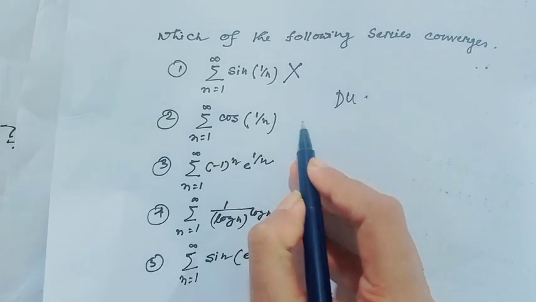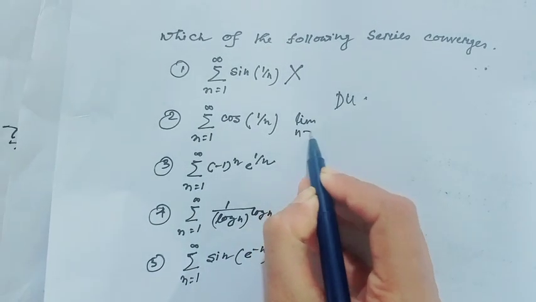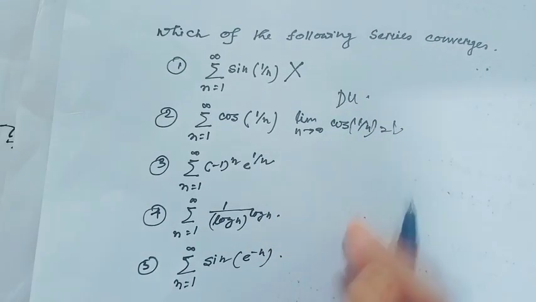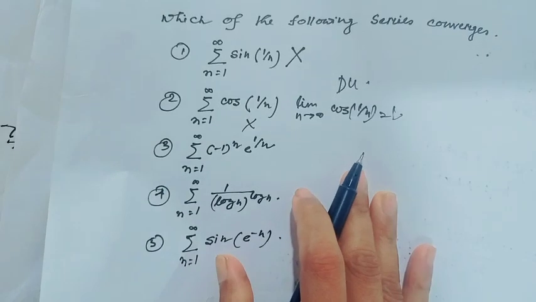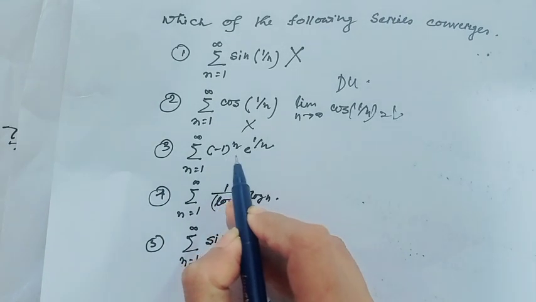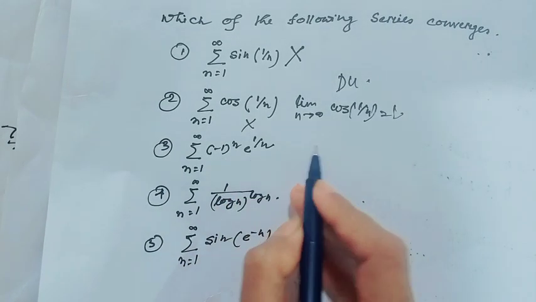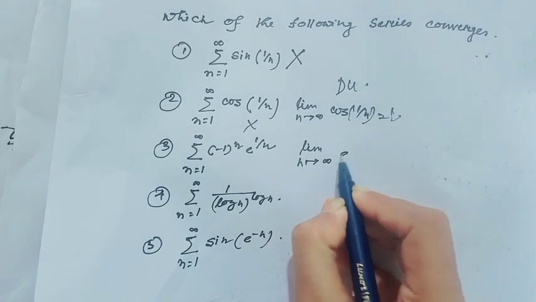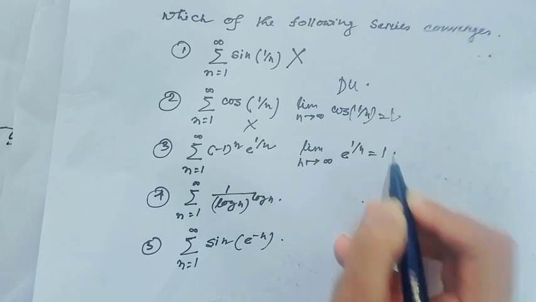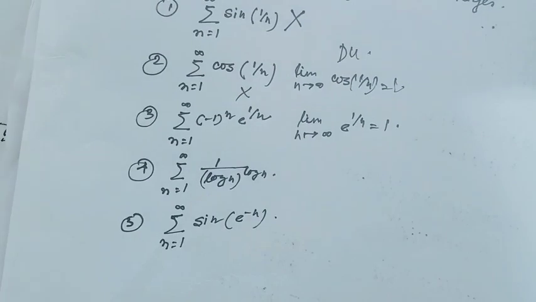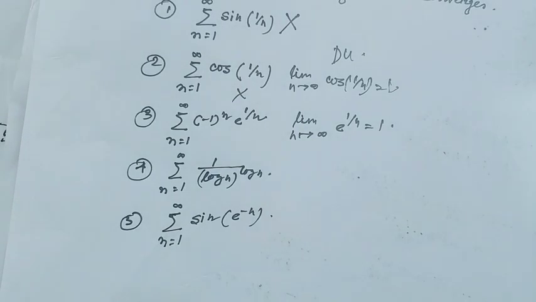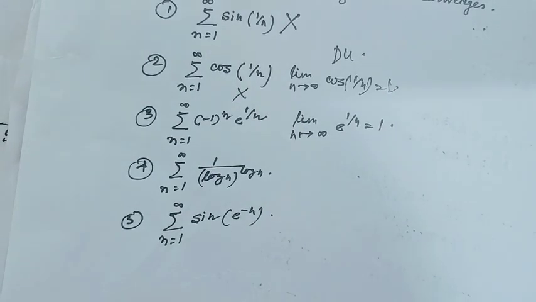Cos 1 over n, the limit as n goes to infinity of cos 1 over n is equal to 1. So this series is also not convergent. Similarly, the third, minus 1 to the power n times e to the power 1 over n. The limit as n goes to infinity of e to the power 1 over n is also 1. So this series does not converge, because if a series converges, then the limit of its terms as n tends to infinity must be 0.